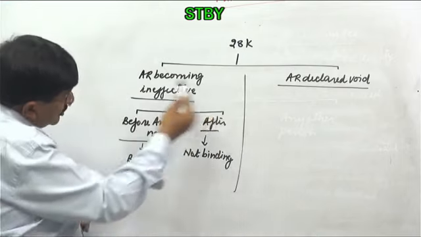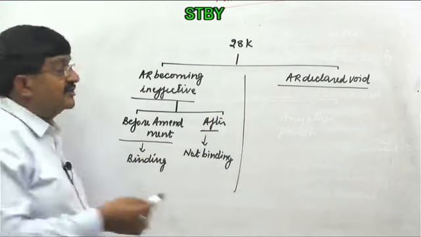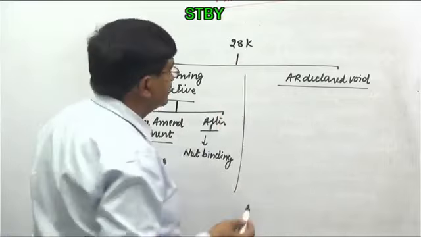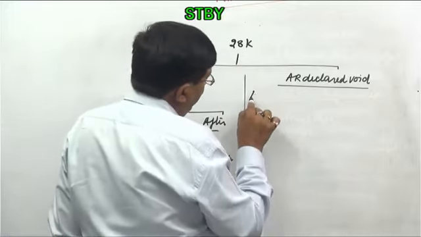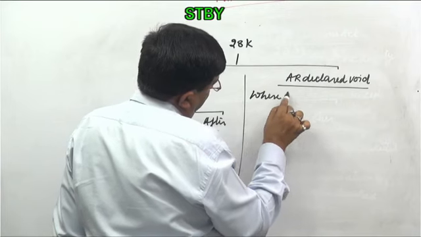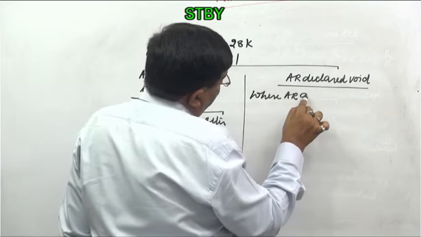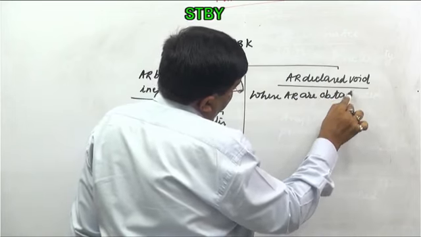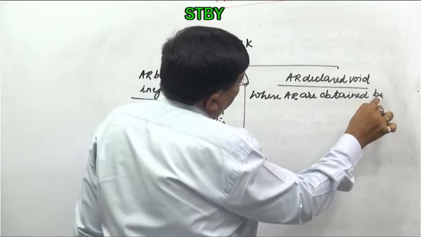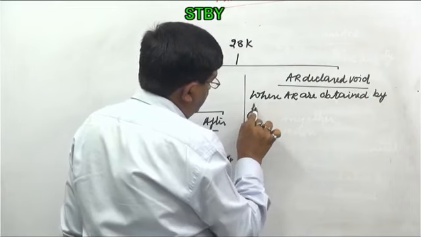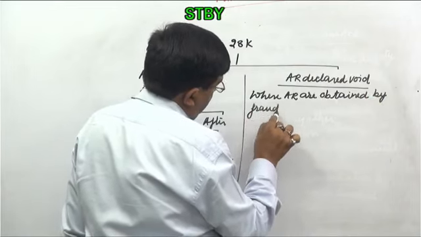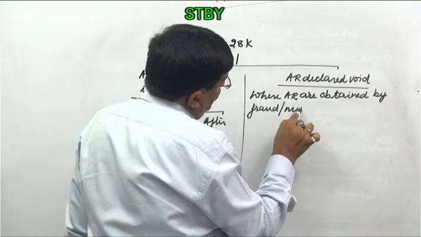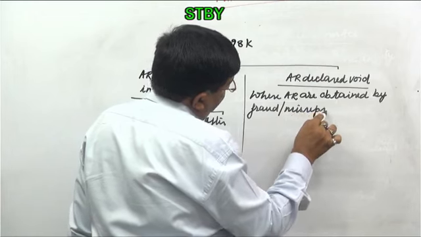So actually, this is not the part of section 28K. 28K is here where advance rulings are obtained by fraud or misrepresentation.